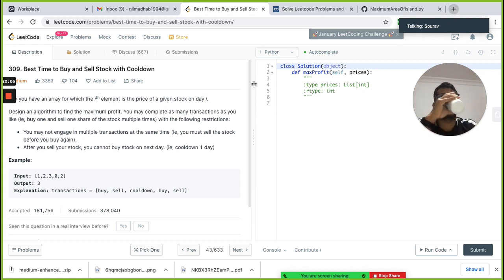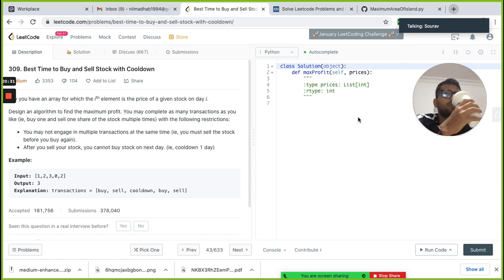So we have an array for which the ith element is the price of a given stock on day i. We have to design an algorithm to find the maximum profit. You may complete as many transactions as you like, that is, buy one and sell one share of the stock multiple times, with the following restrictions.